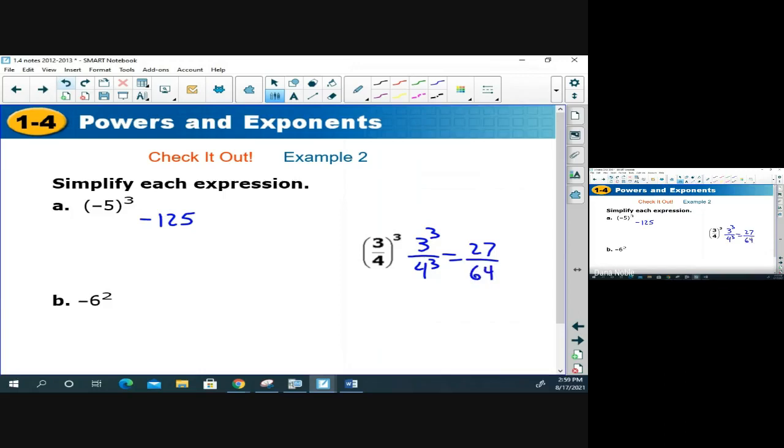And the one at the bottom is negative 6 to the second, and the negative is not in the parentheses, so that's a 36, putting a negative out in front. Okay? This does not mean that the negative is going to occur more.